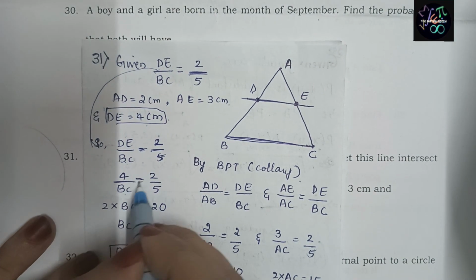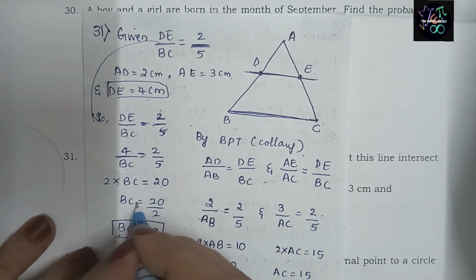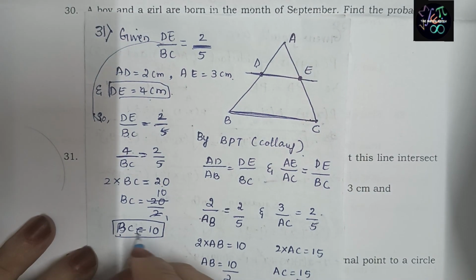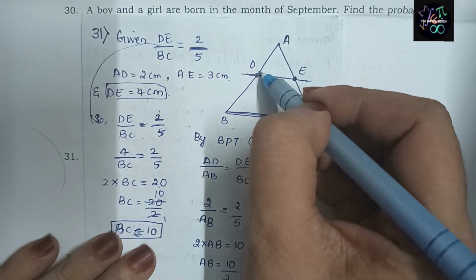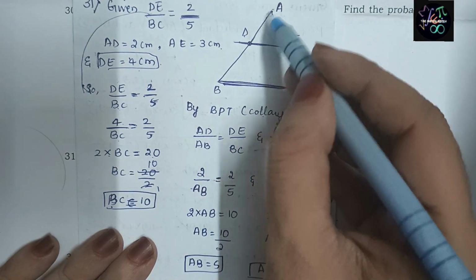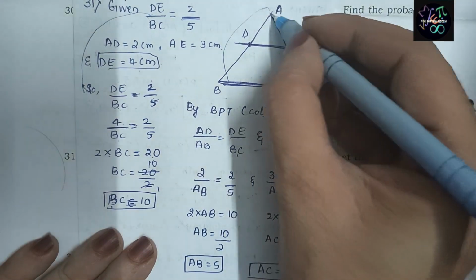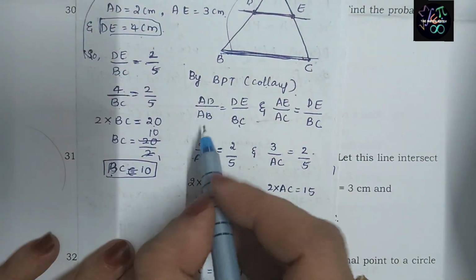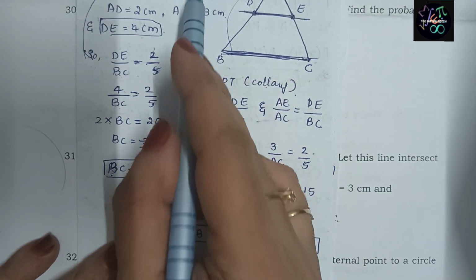4 upon BC as it is, this 2 by 5 as it is, cross multiply. 2 into BC is equal to 4 fives are 20. BC is equal to 20 by 2, which is 10. Now we got BC. Now by BPT corollary, we have AD by AB equals DE by BC, so in this way I'll write this corollary, and on this side AE by AC equals DE by BC. Now AD value they have given as 2, we don't know AB, is equal to DE by BC, which we have already got as 2 by 5.